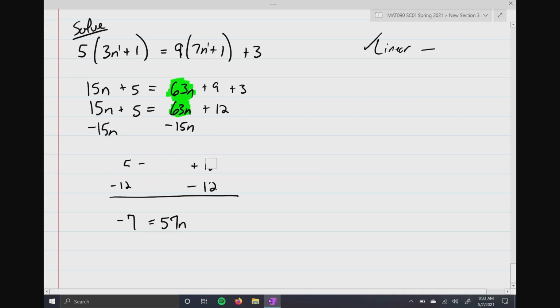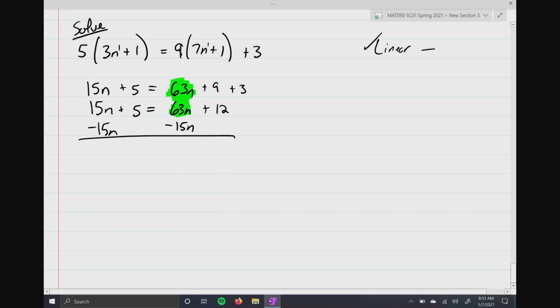So, real quick. Now, I fixed my mistake. 9 times 7 is 63. For some reason, I did 9 times 8. So, 63 minus 15 is 48n. So I still get 5 on the left equals 48n plus 12. Now I will subtract 12 from both sides to give me negative 7 equals 48n.